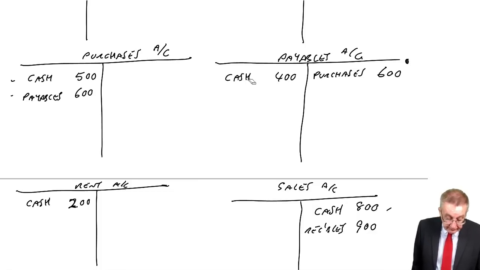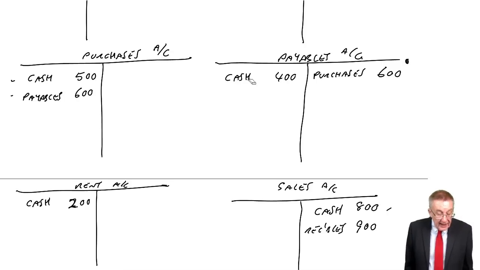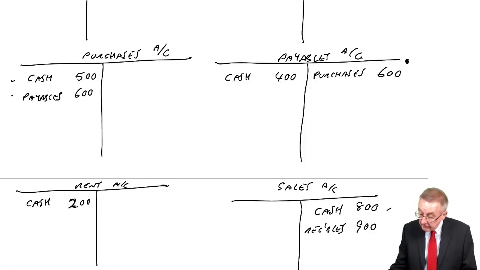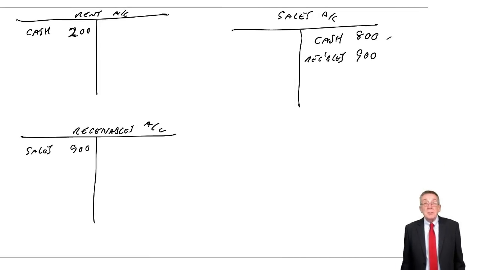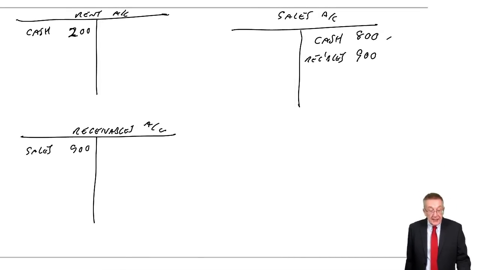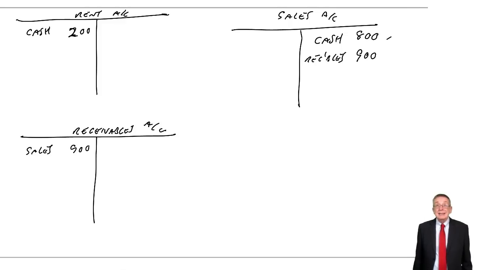We've just done it. We received 500 from Mrs. X. In a similar way, Mrs. X, remember, was the person who owed us money. With receivables, she owed us 900. She's now paid us 500.